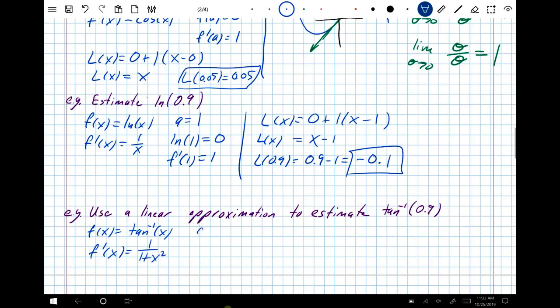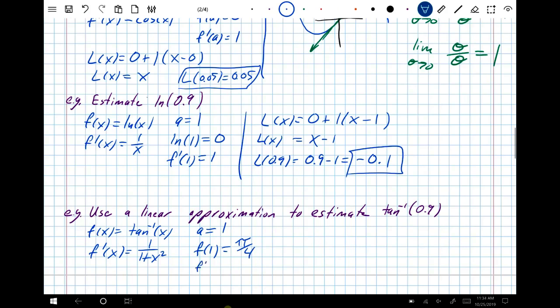My a, so I want an a value that is close to 0.9 and also plays nice with inverse tangent. So I'm going to go ahead and say 1 again. Why? Because f of 1, inverse tangent of 1. What is inverse tangent of 1? Where is the tangent equal to 1? Okay, it might help if I remind you that tangent gives the slope, right? Because it's sine over cosine, so it's rise over run. So where is the slope, say on a unit circle, going to be 1? Our old friend pi over 4. Yep, that's that 45-degree angle. That's when the slope is a 1.